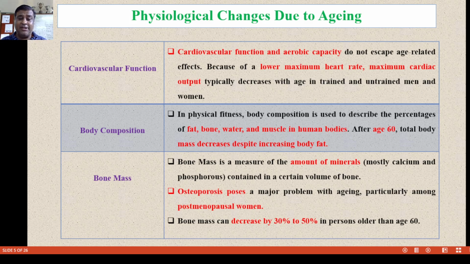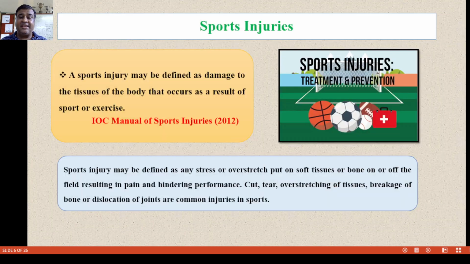Next is bone mass. Bone mass is a measurable amount of minerals, mostly calcium and phosphorus, which can start to decline. The volume of bone can decline. Osteoporosis means the bone's density decreases during the aging process, especially among post-menopausal women. Bone mass can decrease by 30% to 50% as a person reaches the older age of 60. Next is sports injuries.